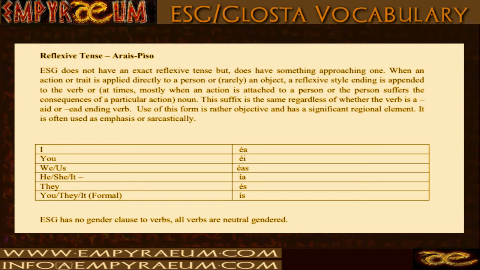And so we'll give you some examples later on, but you'll actually see that the suffix for I is er, for you a, for we or us es, for he, she and it ia, for they es, and for you they and it is. And again, this is just adding on to the verb itself to help produce the desired effect.